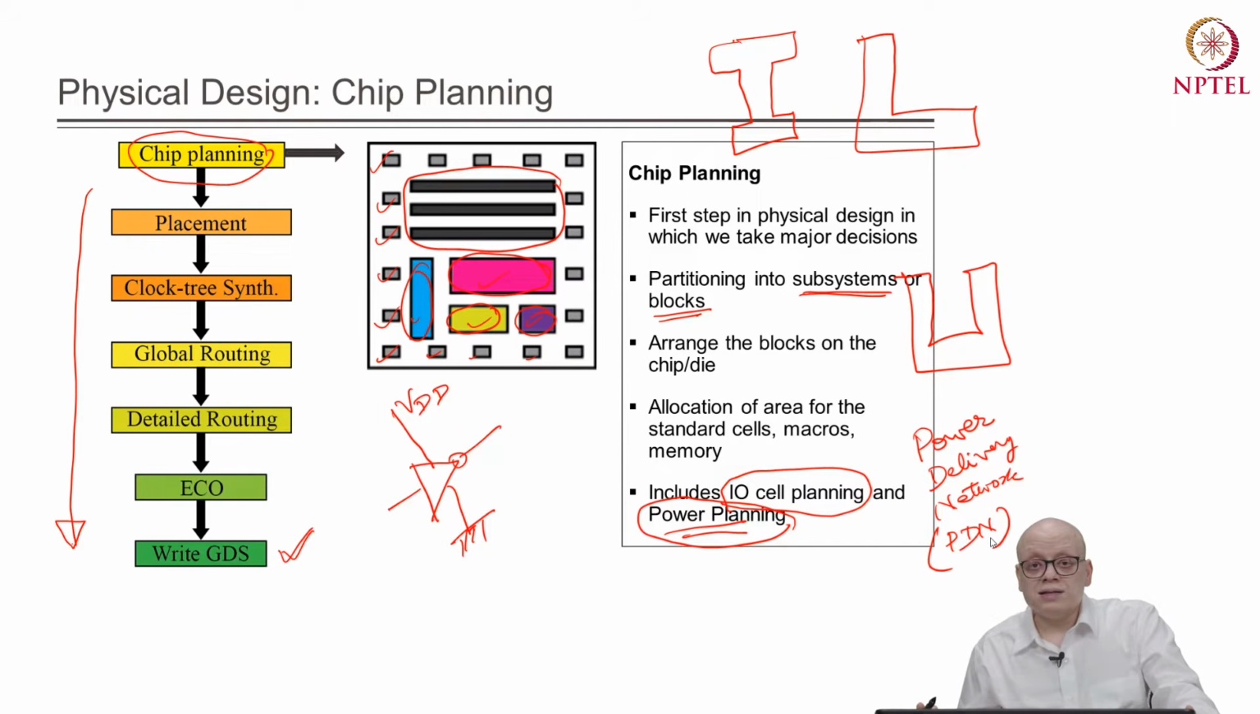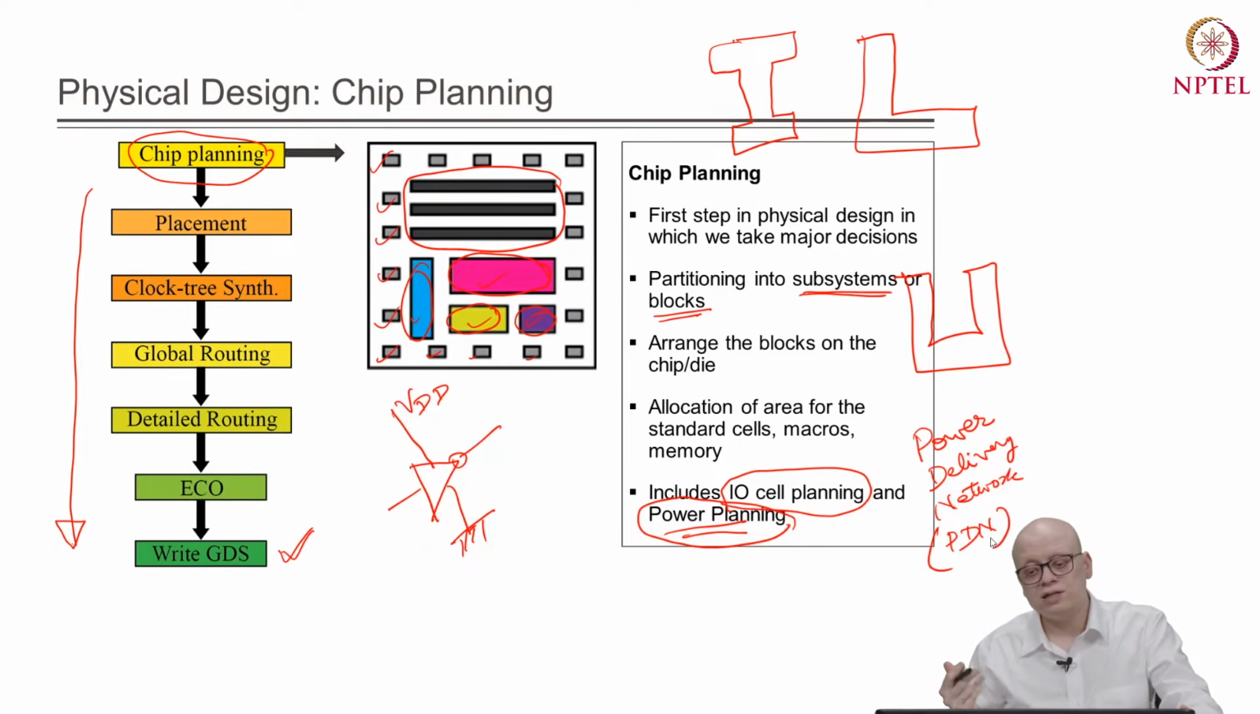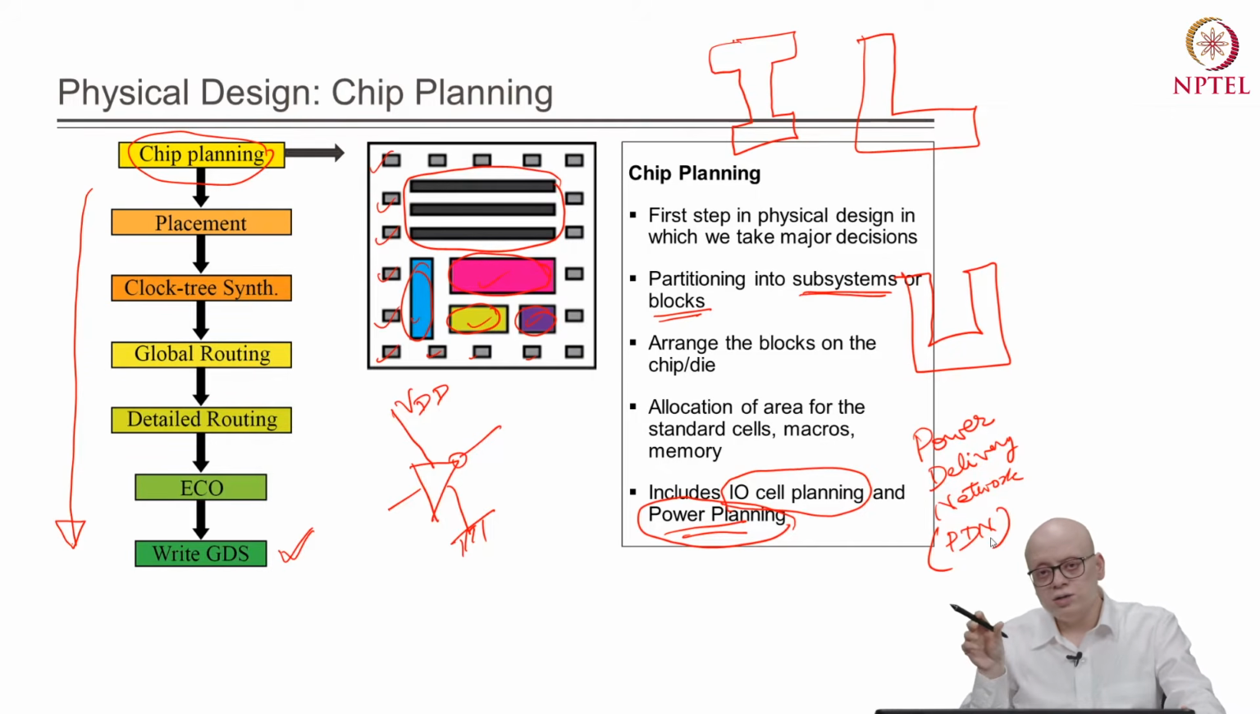Congestion can also cause timing problems, because if there is a congested region, then routing needs to avoid that region, and as a result the length of the wire will be much longer, and there can be more delay in the other wires, and timing problems can be created. So, during the chip planning stage, some consideration of congestion also needs to be taken into account.